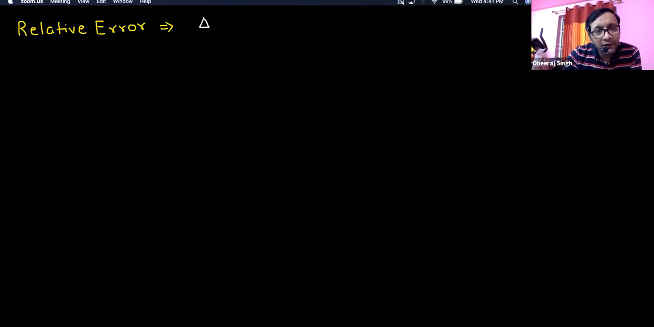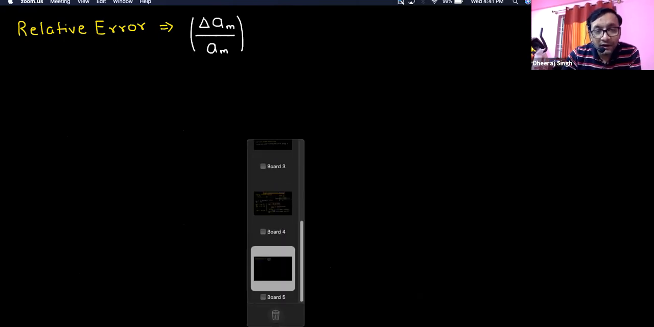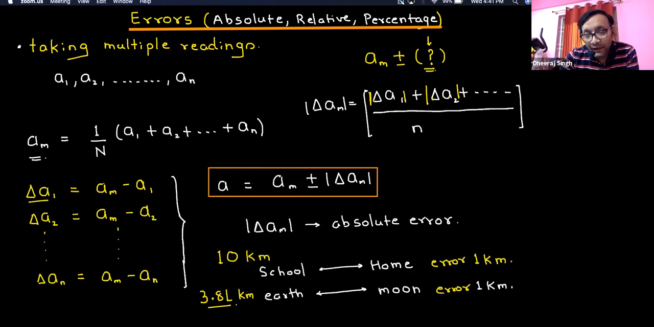So relative error is this. All of you write down. We are comparing the relative error. So relative error is the absolute error divided by the true value, like this. So what was the relative error in case number 1? 1 by 10. 1 by 10 was the relative error for 10 kilometers, and then 1 by 3.8 into 10 raised to the power 5. This was the relative error for the Moon.